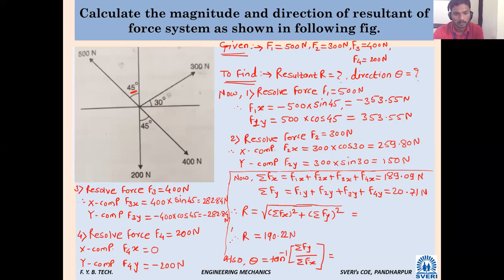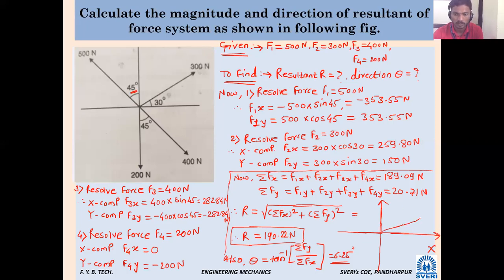Okay. Theta is 6.25, sir. How much is it? 6.25. Okay, so is it positive or negative theta? Positive, sir. So once theta comes positive, whether we have to measure clockwise or anti-clockwise? Anti-clockwise, but with respect to what? With respect to x-axis.